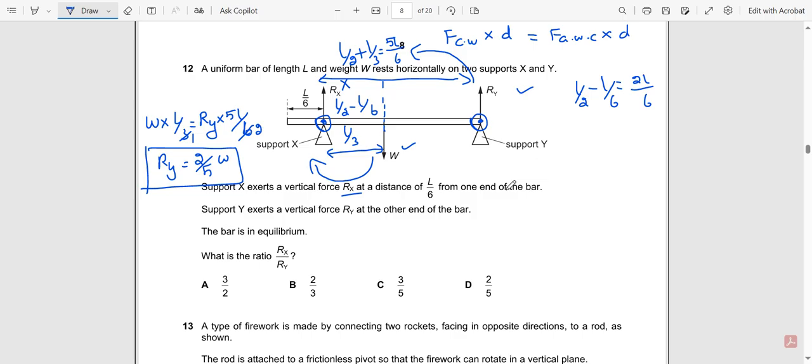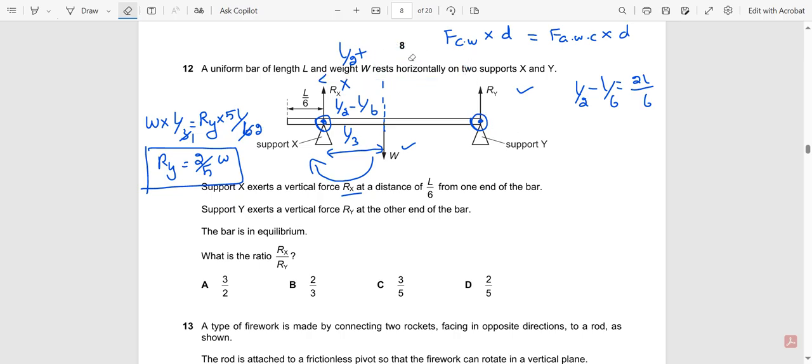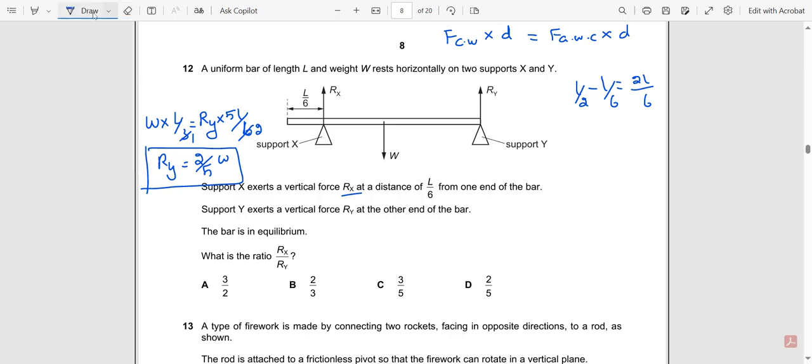To find Rx, I am going to apply the same principle of moments at the point Y, because Y is also a supporting point. Again I am going to consider the Y support. When you consider the Y support, it is not necessary to consider the Ry force, because Ry has distance 0 from the supporting point. That is why it is not necessary to consider this one. This is anti-clockwise and this one will be clockwise.